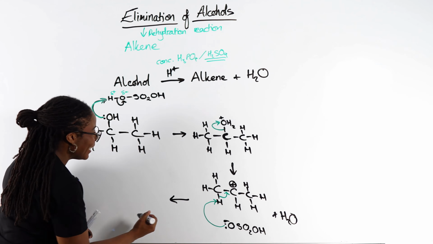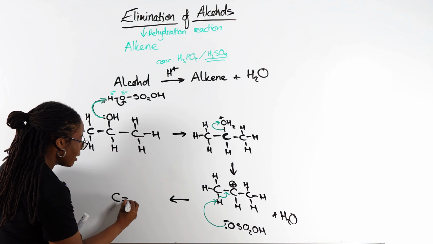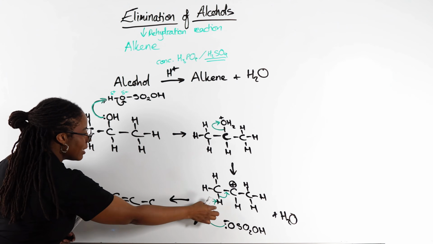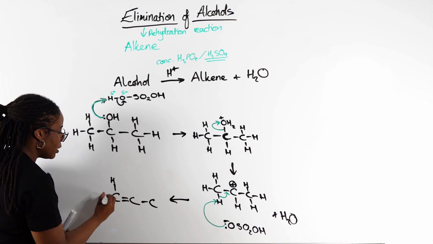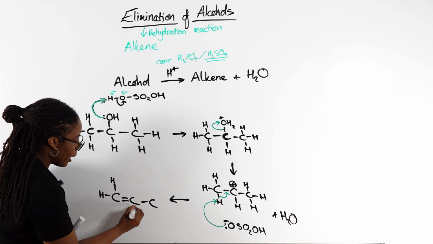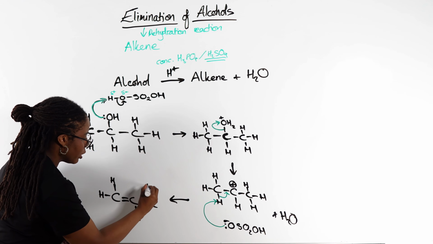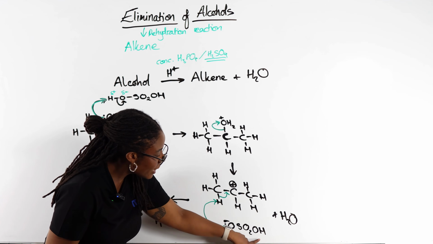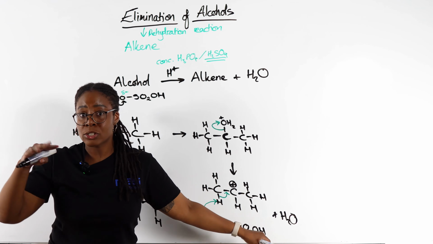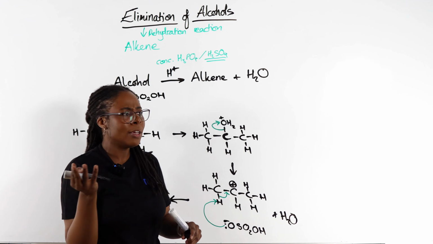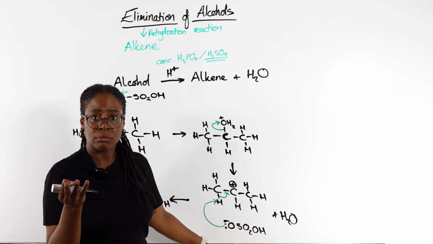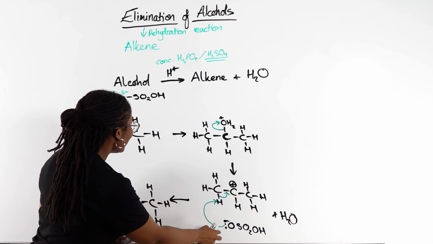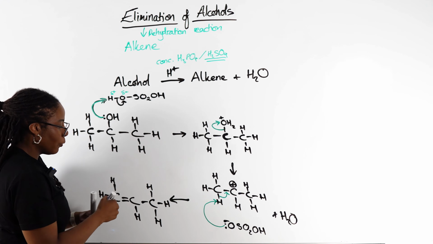So what do we finally end up with? We formed a carbon-carbon double bond between carbons 1 and 2, and we've lost this H, leaving just two H's on the one on the left, one H in the middle, and then the original three H's on the right. And because this OSO2OH, the sulfuric acid, the sulfonate ion, has accepted this H, that has regenerated our sulfuric acid.